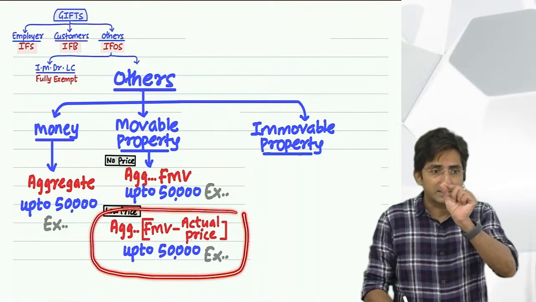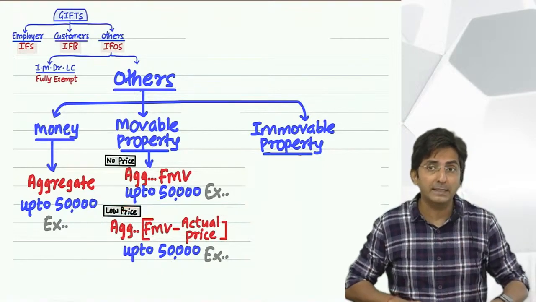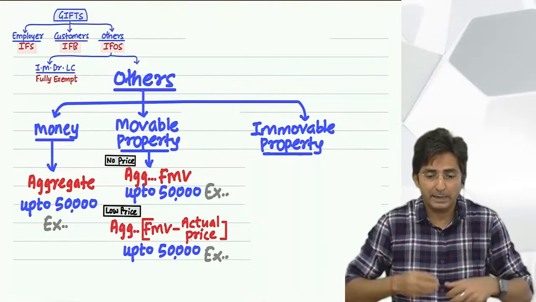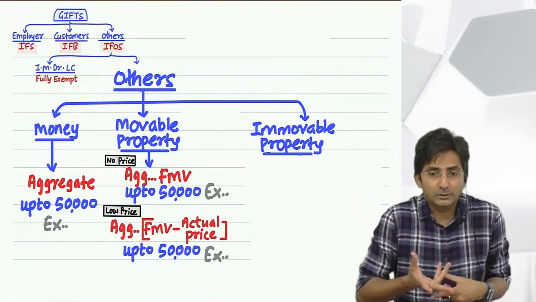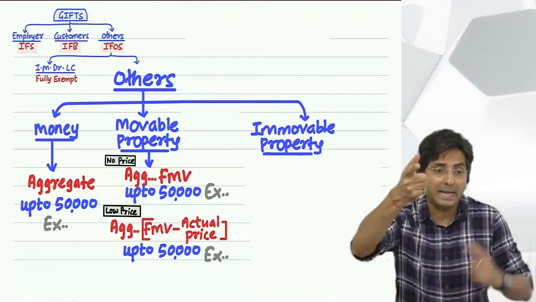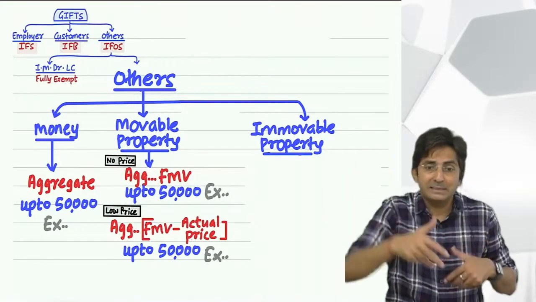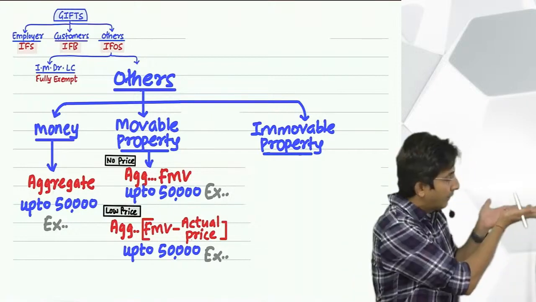Aggregate of difference. Tell me, in this example, what did I say? I got 1 lakh gold. Market value 1 lakh, but I have paid only 10,000. So how did you get 90,000? 1 lakh minus 10,000. So 1 lakh is FMV, and 10,000 is the actual price. That is what I have written.